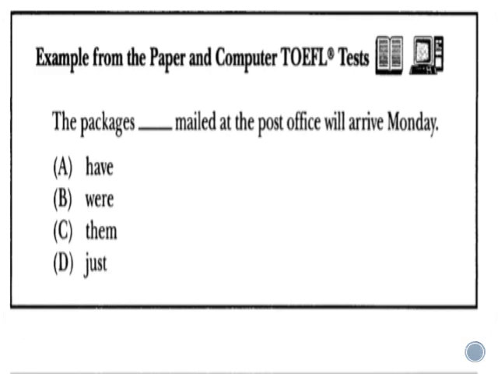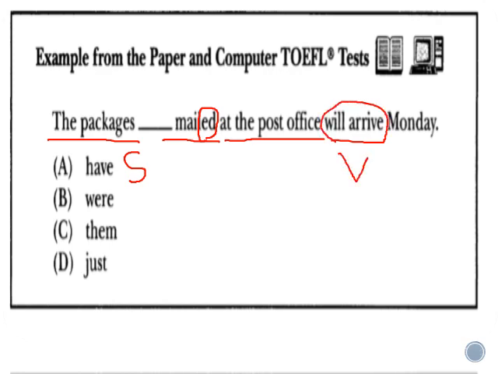Now, "The packages mailed at the post office will arrive Monday." Fine. Now let's analyze our sentence. The packages here is the subject. Now "mailed," as you can see, is an ed form and it comes alone. Is it a part of the verb? It is an adjective. Up to this point, we cannot decide. We need to continue reading the sentence. So, let's continue. "At the post office" is a prepositional phrase, "will arrive" is the verb. So our sentence contains a subject and a verb, the two main elements of the sentence.